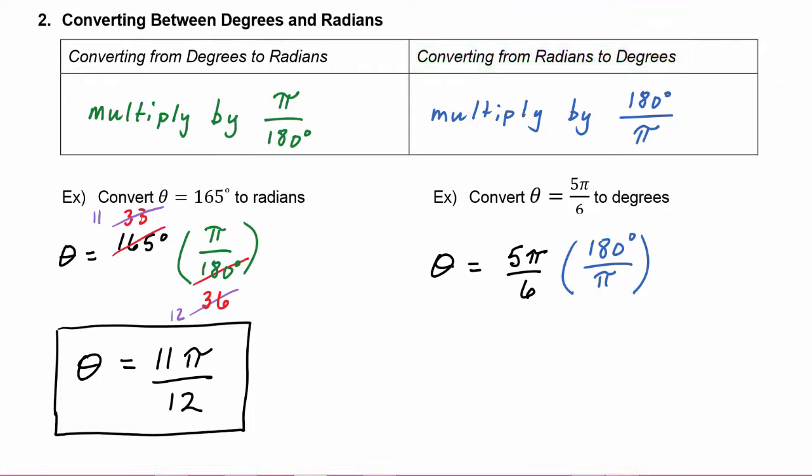Now we can do some canceling here. First off, we see that pi in the numerator is going to cancel with pi in the denominator. We also see that 6 is a factor of 180, so 6 goes into 6 once. 6 goes into 180 30 times. And we see then that theta is going to be 5 times 30, which is 150, and we have the degree symbol left.